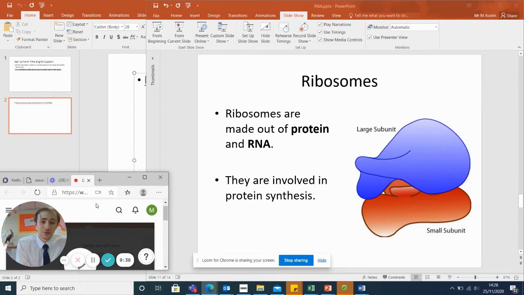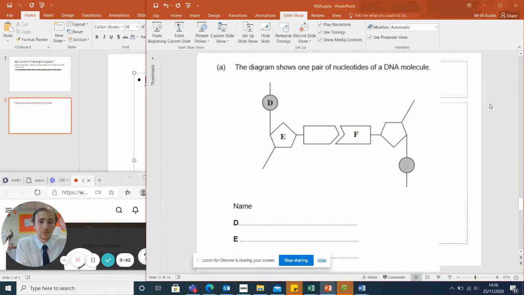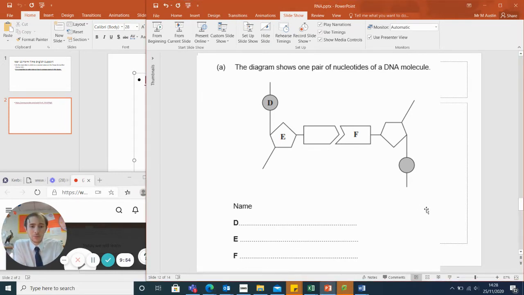Hopefully you've all done the notes. Moving on. I think we're coming straight to some exam questions now because that's about it. So I'm going to leave that on the board for 1.5 minutes, but I don't think it will take you that long, but it's a 2-mark question, so you should have some time for it. I'd like the names of D, E, and F. And that is a DNA molecule, not an RNA molecule.